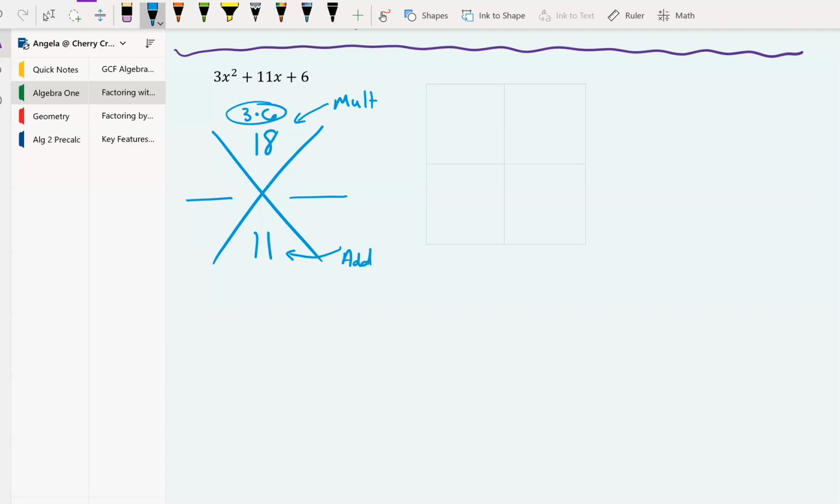Two numbers that could work: how about 9 and 2? 9 times 2 is 18, and 9 plus 2 is 11, so that looks good. I'm going to drop those values into my area model. I'm going to grab my first term and my last term, and I'm going to start looking for common factors. So it looks like a 2 is common here. Between 6 and 9, probably a 3.